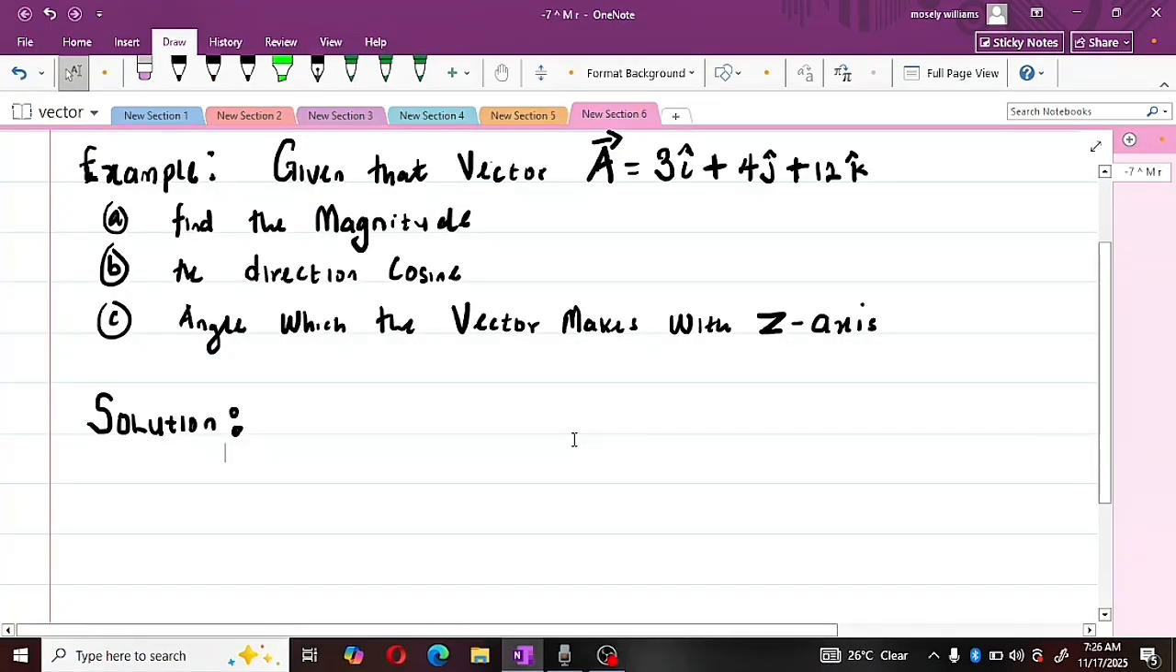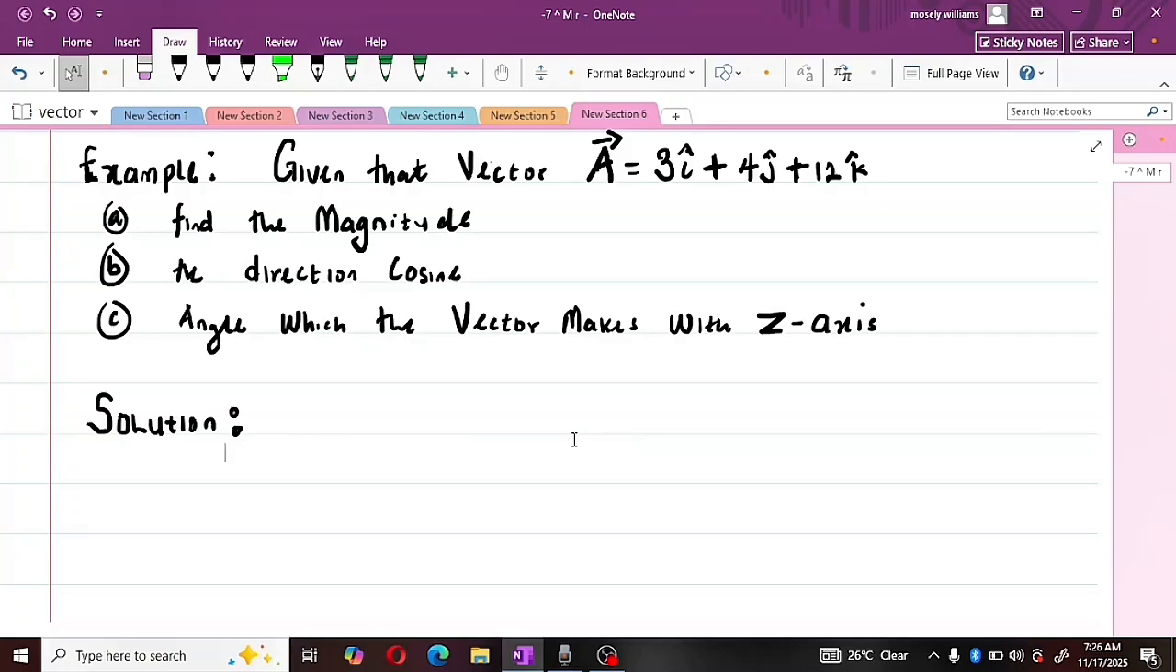Very good. Now, let's solve this example together. They said, given that vector A is equal to 3i plus 4j plus 12k. First, find the magnitude. Then, we find the direction cosines and the angle which the vector makes with the z-axis.